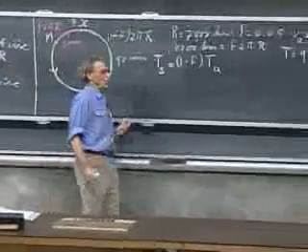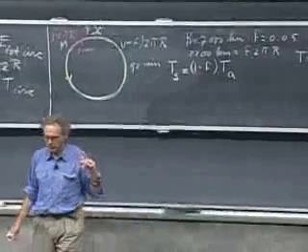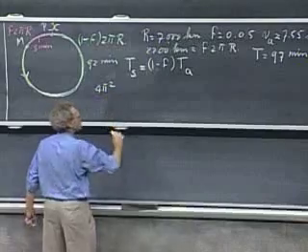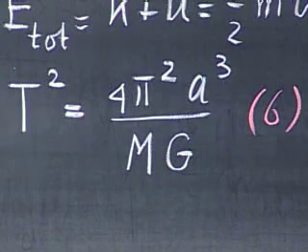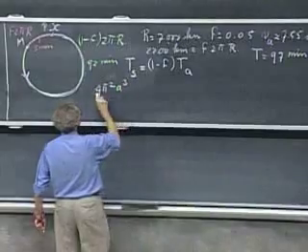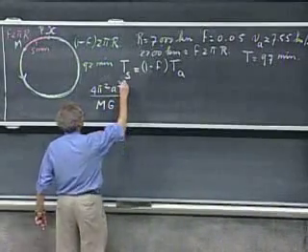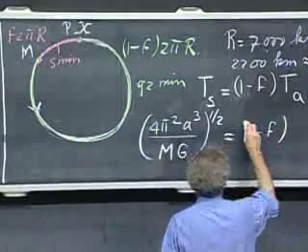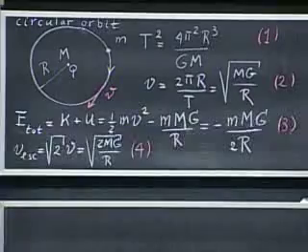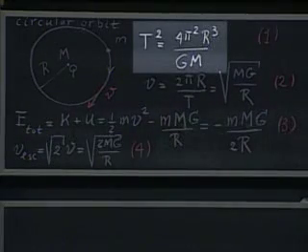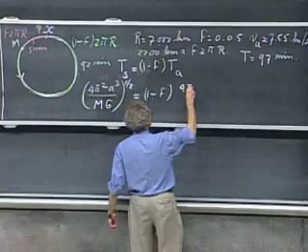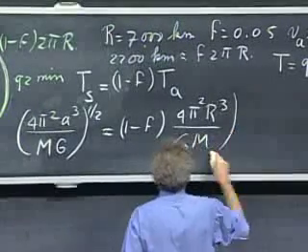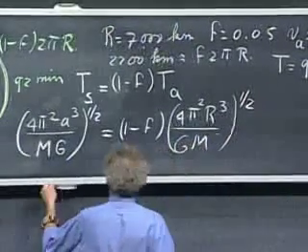What is the orbital period of the sandwich after the throw? Well, that is 4 pi squared, you can find that in equation number 6, times a cubed divided by GM to the power 1/2. That must be equal to 1 minus f times the orbital period of the astronauts who were in circular orbit. So I take equation number 1, so that is 4 pi squared r cubed divided by GM to the power 1/2. That is a necessary condition.